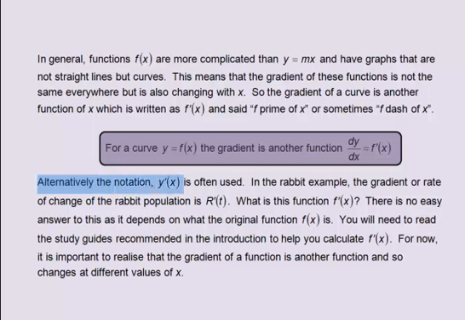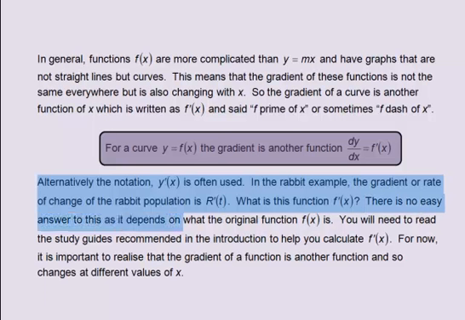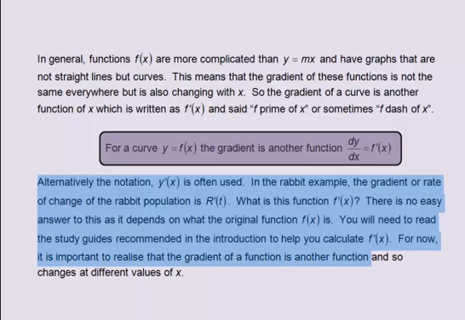Alternatively, the notation y prime of x is often used. In the rabbit example, the gradient or rate of change of the rabbit population is r prime of t. What is this function, f prime of x? There is no easy answer to this as it depends on what the original function f of x is. You will need to read the study guides recommended in the introduction to help you calculate f prime of x. For now, it is important to realise that the gradient of a function is another function, and so changes at different values of x.